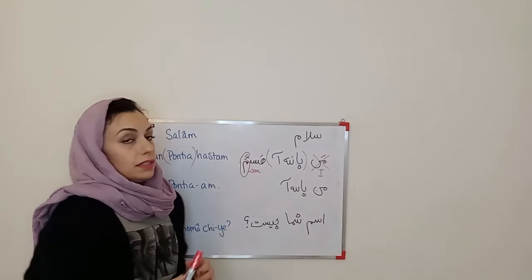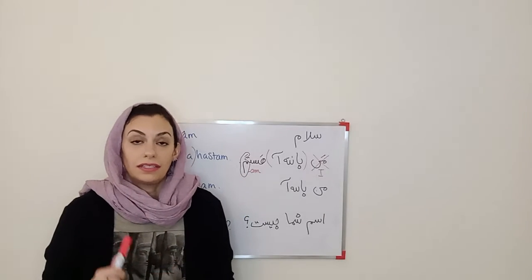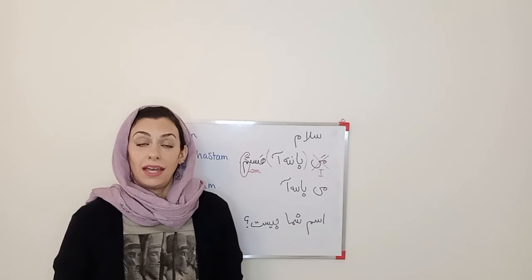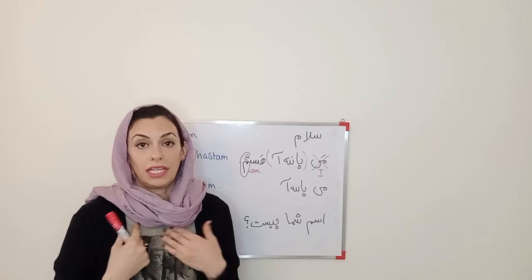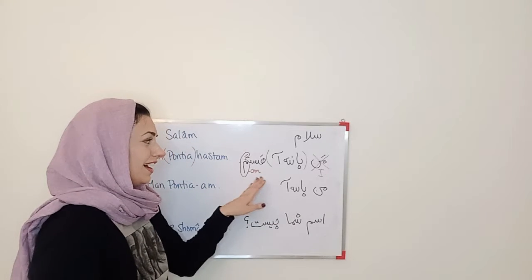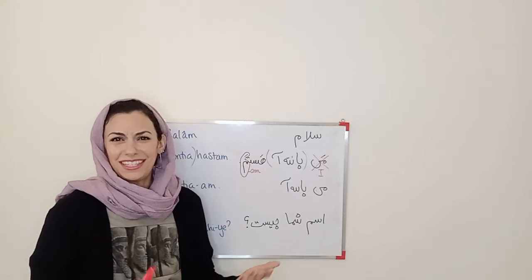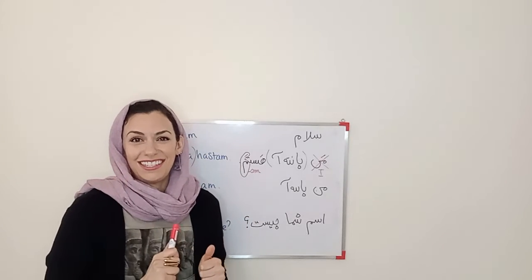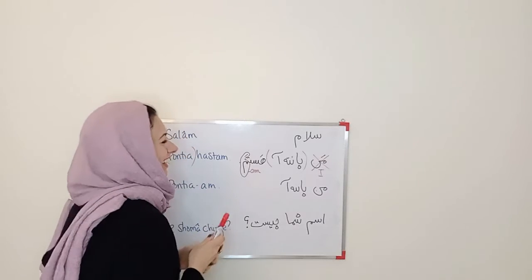So am is always going to be your ending for I. It's going to be the ending whether you put it on a verb or a noun or an adjective. It's always going to indicate I. And it's easy to remember because it's like I am and am. It's the same thing. You're going to use it a lot, so commit this ending to memory right now.